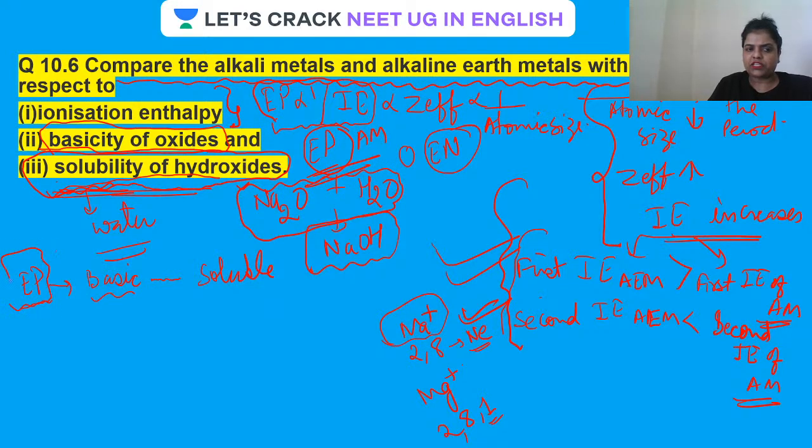Remember, if it is extremely electropositive, it has to be basic. And if it is basic, it has to be soluble in water, guys. Okay, hydroxide, I'm talking about hydroxide. And you know that if you compare alkali metal and alkaline earth metal, guys, alkali metals are more electropositive.